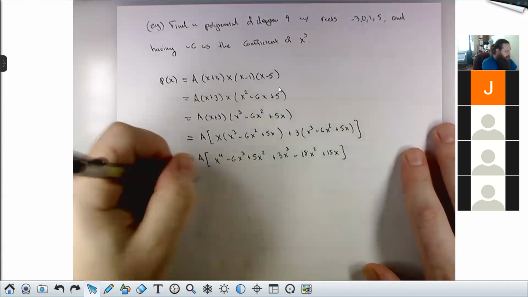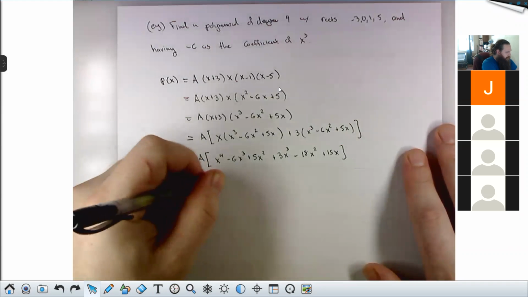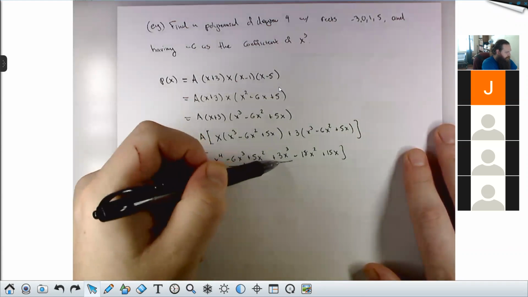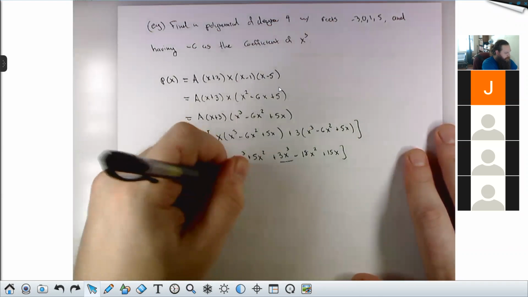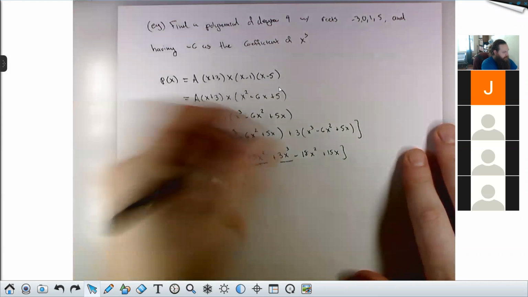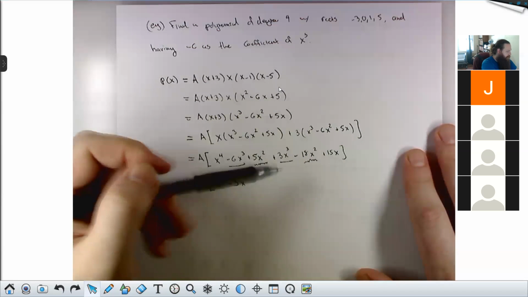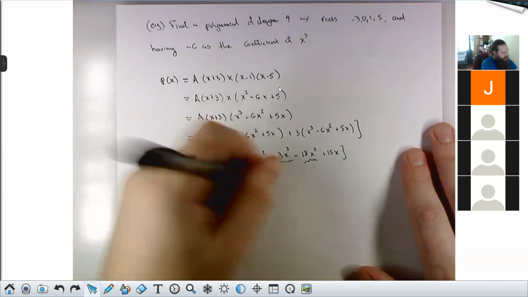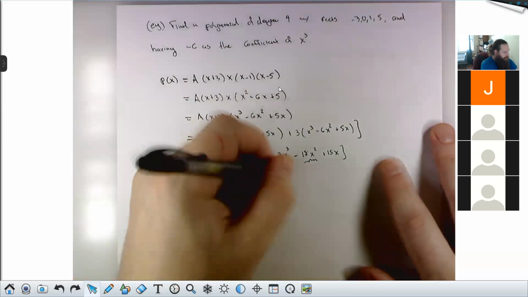And now I look for any like terms I can combine. There's x to the 4, there's only one of those. What about x cubed? I've got one here, got one here. So negative 6x cubed plus 3x cubed is minus 3x cubed. X squared, so I've got one here, and I've got one here. So there's 5 of them there, minus 18 of them there. That's minus 13x squared. And then the only other term that I haven't accounted for yet is the plus 15x.